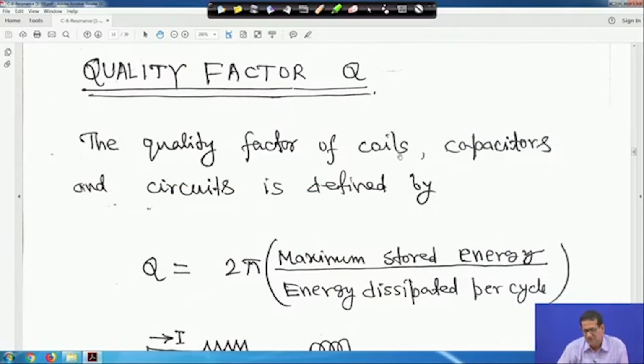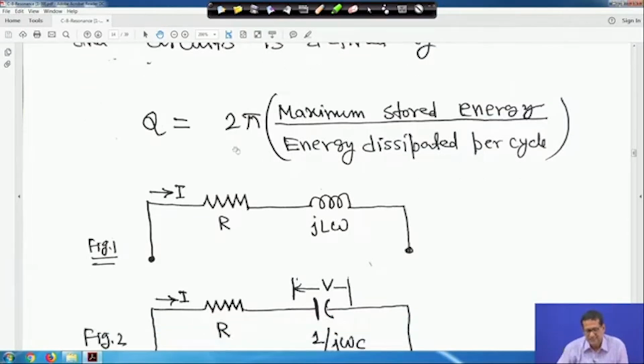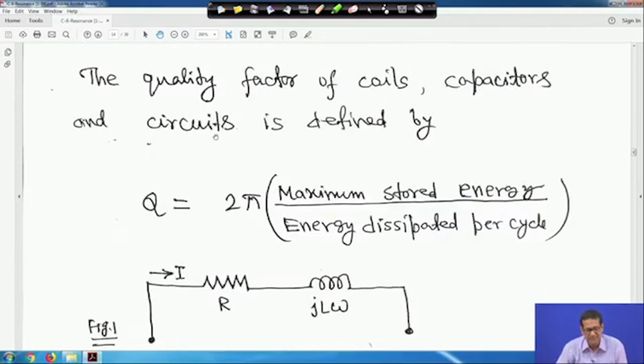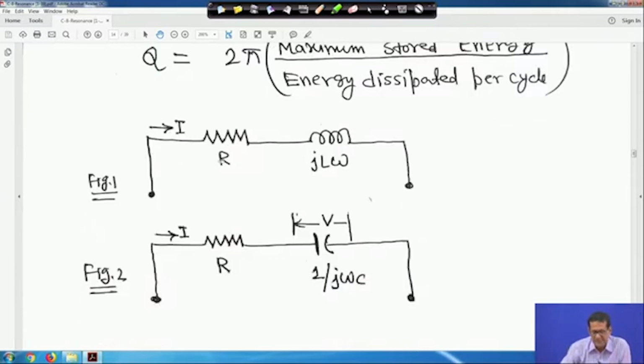The quality factor of coils, capacitors and circuits is defined as follows. Quality factor for a circuit is defined by 2 pi into maximum stored energy divided by energy dissipated per cycle, right. In general, Q is equal to 2 pi into maximum stored energy divided by energy dissipated per cycle. Now, for example, consider a simple inductive circuit, with resistance R, XL is equal to j L omega, and this is the current I flowing through it.